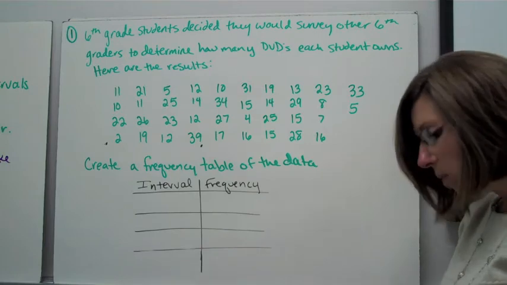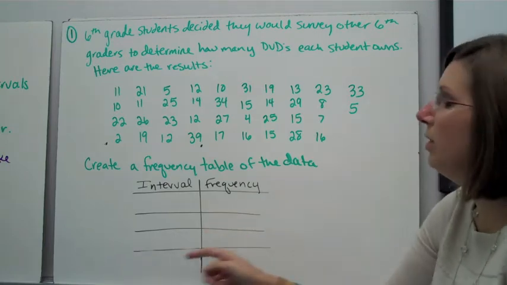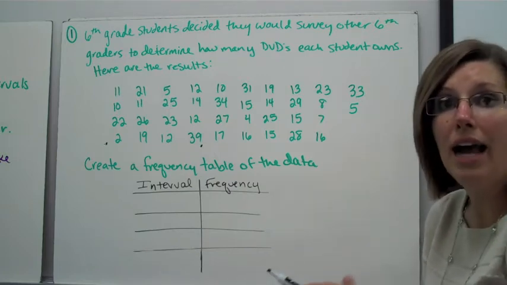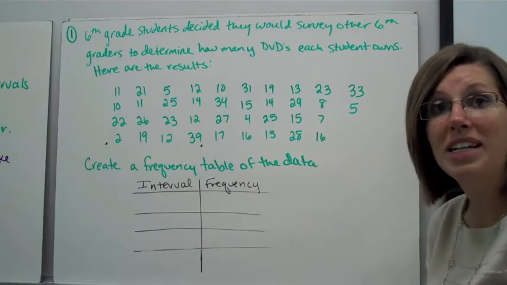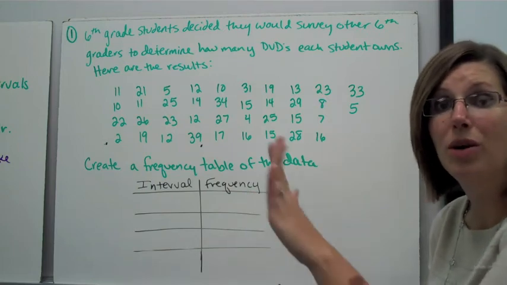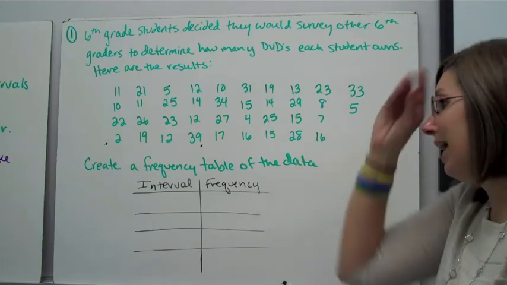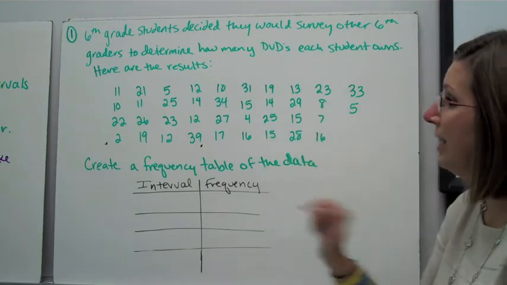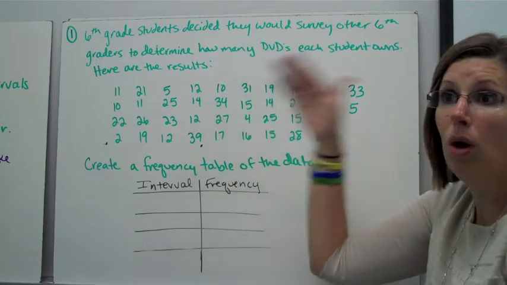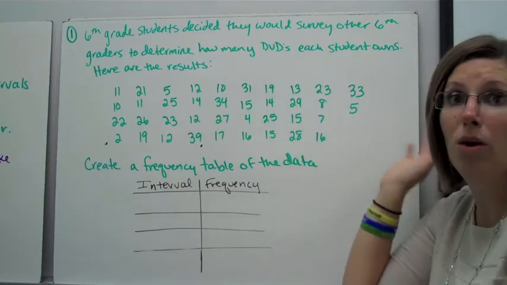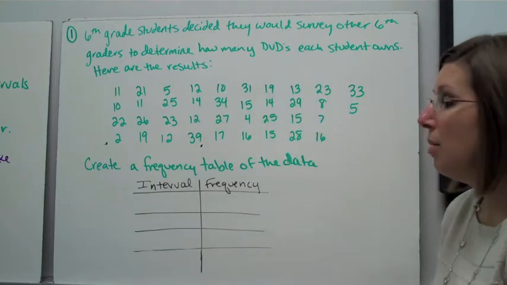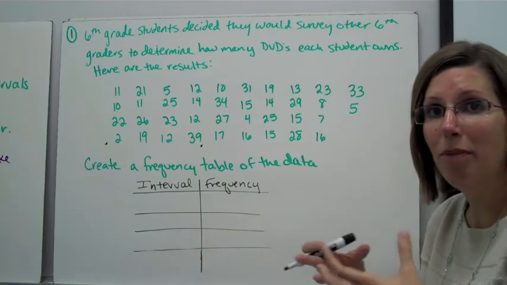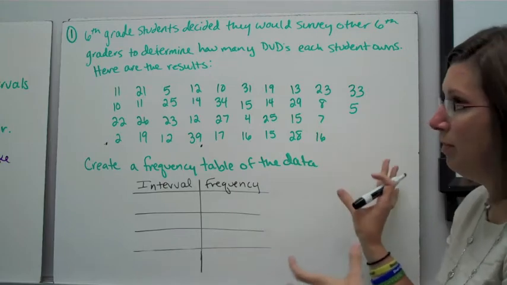So when I create my intervals, I need to go at least from 2 to 39. I can go beyond 2, so I can start at 0 if I want to. I can start at 1 if I want to. But I need to at least start at 2 or lower. When I finish, I need to end at 39 or above. I could end up at 40 or 41 or 42. But I need to have my intervals containing the same amount of possible options for collecting data.